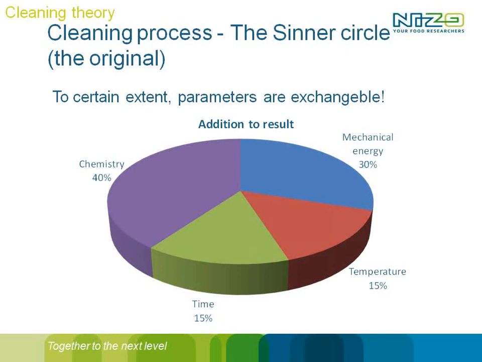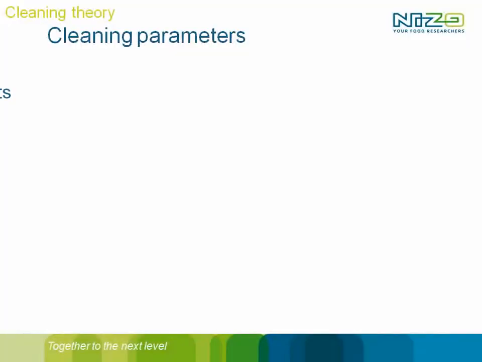You see that four parameters in total determine the total effectiveness of your cleaning process. The two biggest ones are the chemistry and the mechanical energy, and the two minor ones are time and temperature. All four I will discuss in the coming slides, and you will see the influence of different chemicals or different types of mechanical energy on the total result of your cleaning process.